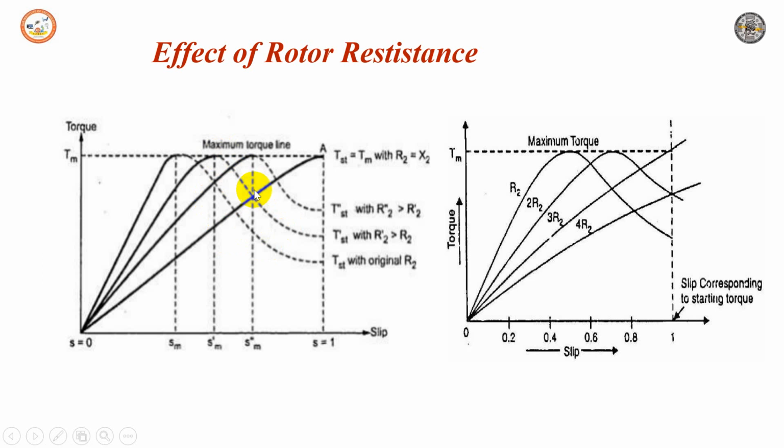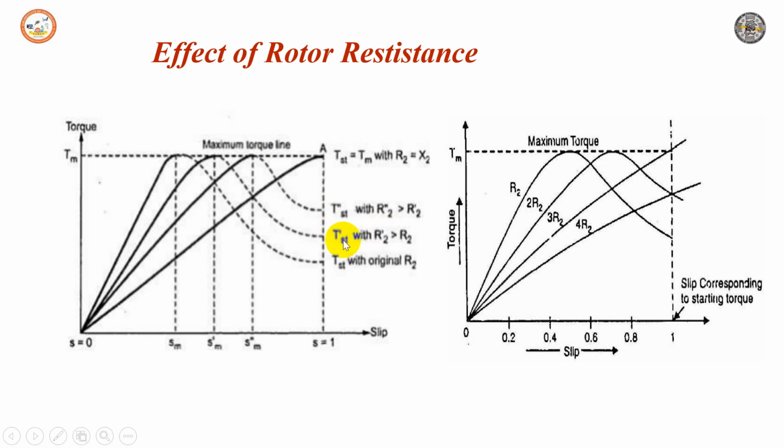It can be seen that Tst dash, here this one, for R2 dash is more than Tst for R2. Again, if we carry on for the next R2 value, Tst double dash is greater than this. So this torque is greater than this. But observe, the maximum torque remains the same. If resistance is further added to get R2 double dash and so on, it can be seen that Tm remains the same, but the slip at which it occurs increases, Sm dash and so on. Similarly, the starting torque also increases, Tst dash and so on.